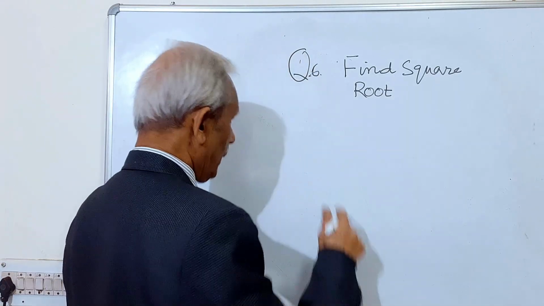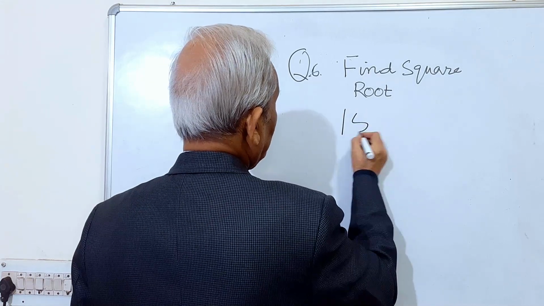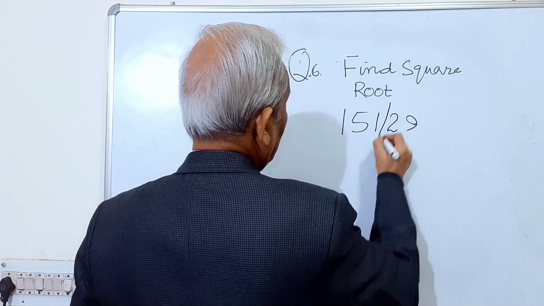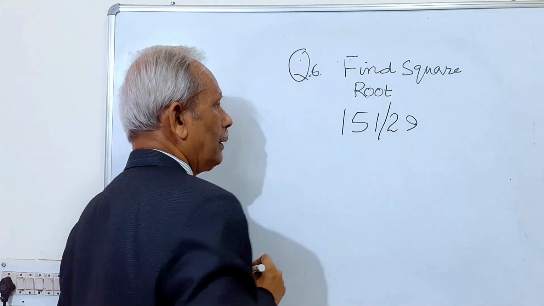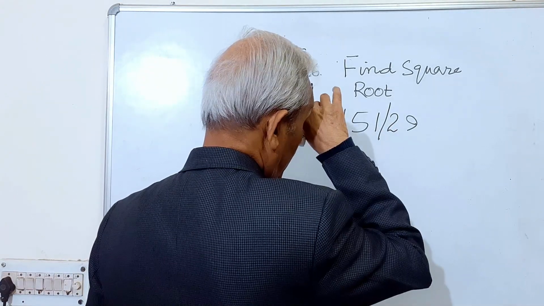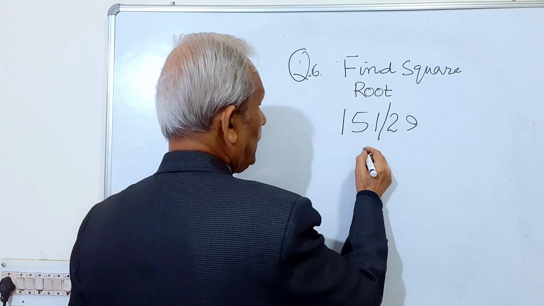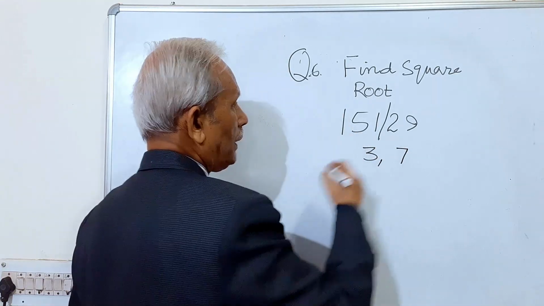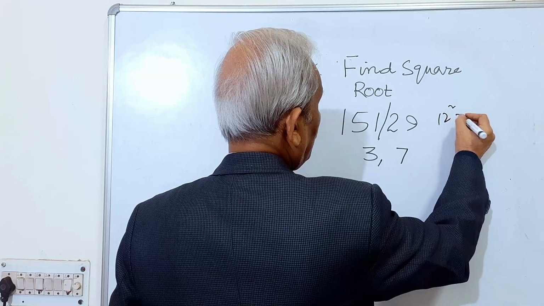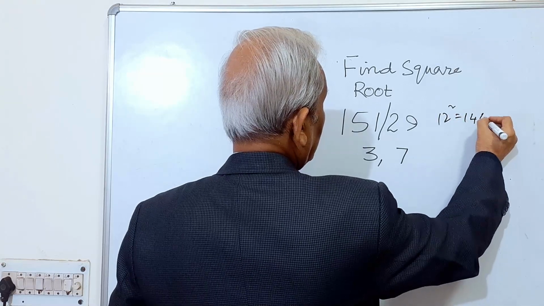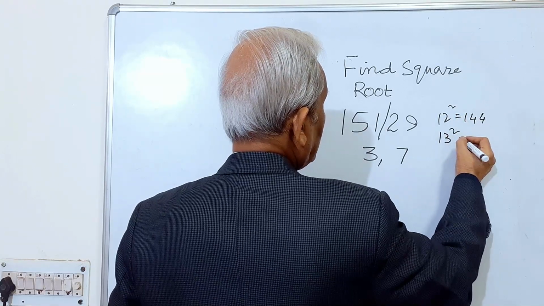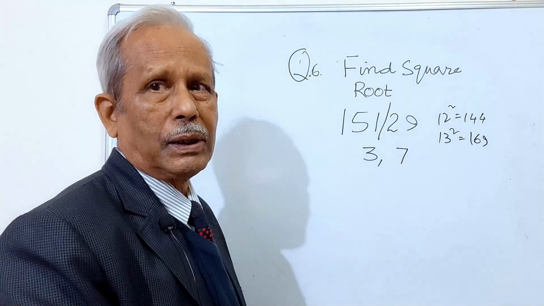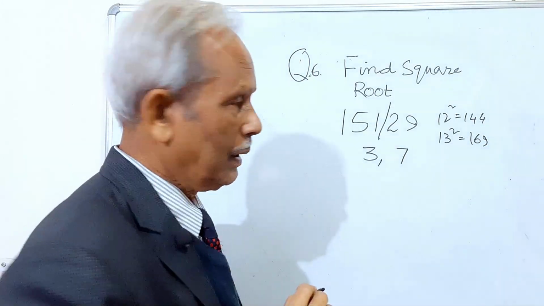The next question is 15129. Now we'll do it straight away without writing anything. 29, 2 digits here. 29 means it will be 3 or 7 in the ones place. Now 151: 12 square is 144 and 13 square is 169. I already told you that you should remember the squares of numbers.